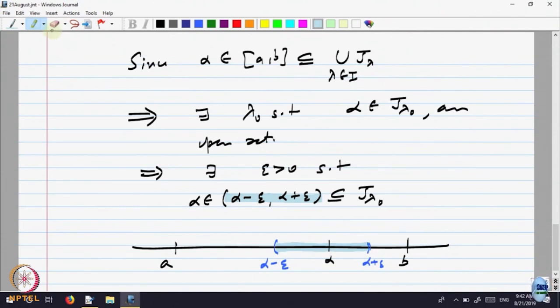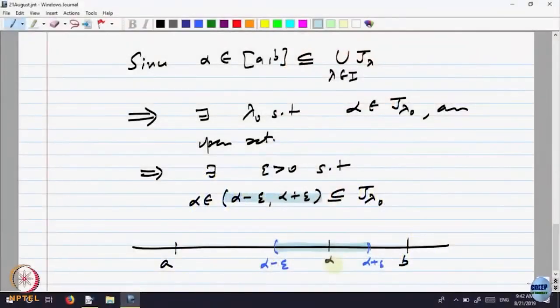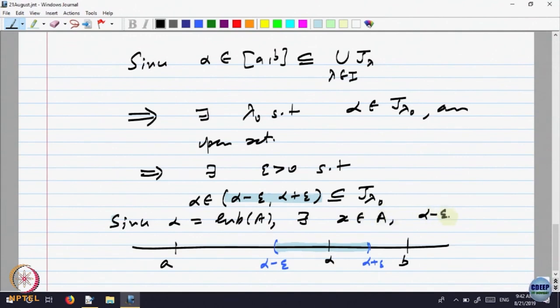Okay, good. Now, this alpha is the least upper bound, right. So, alpha minus epsilon cannot be the least upper bound for the set A. Is it okay? That means what? There must be an element of A which is between alpha minus epsilon and alpha. So let us write, since alpha is equal to LUB of A, there exists some point, let us call it x, belonging to A, such that alpha minus epsilon is less than x is less than alpha. So, here is the point x.